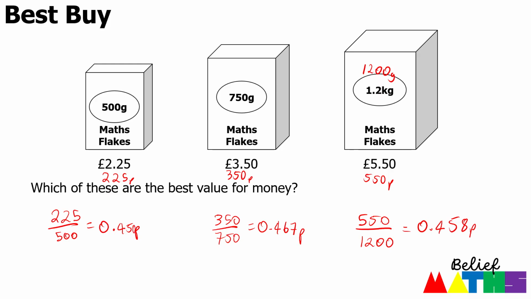So now we've got the same number of decimal places. So because we found the price of 1 gram, the best value is the cheapest one. So the 500 gram box is the best value.